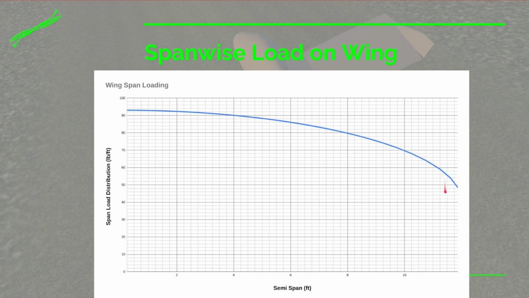And here's an example of one where, at this point, we're at our fuselage. Out here is our wingtip. This is feet along the span of our wing, and this is the load distribution in pounds per foot. We're going to use this to calculate our shear and bending moments on the wing spar.